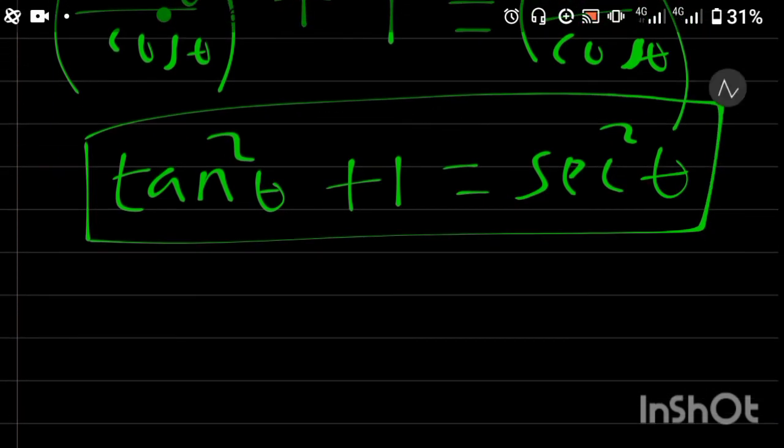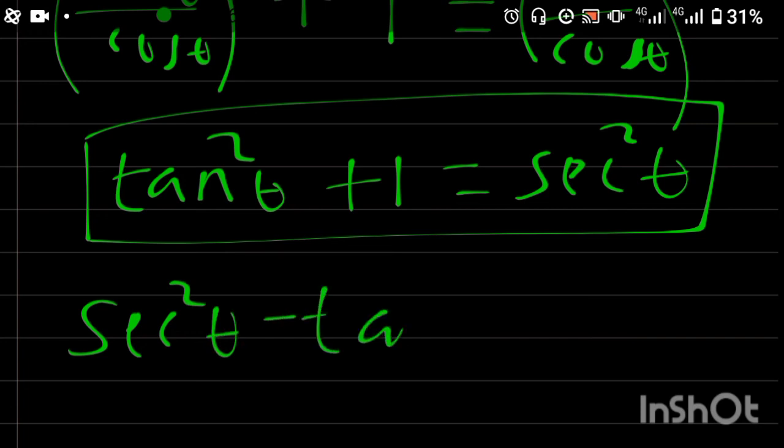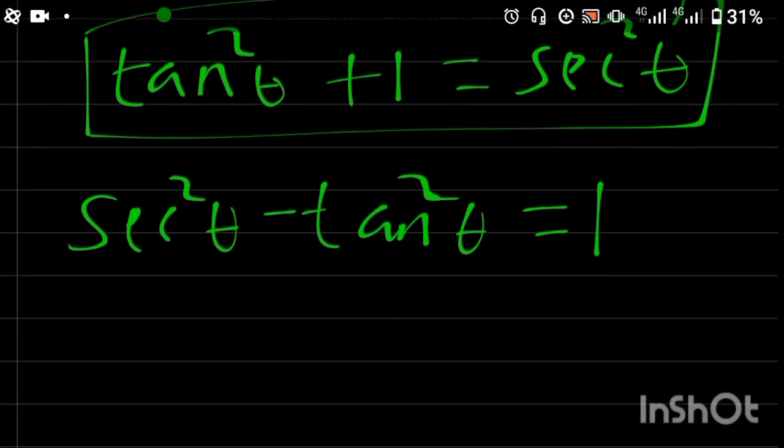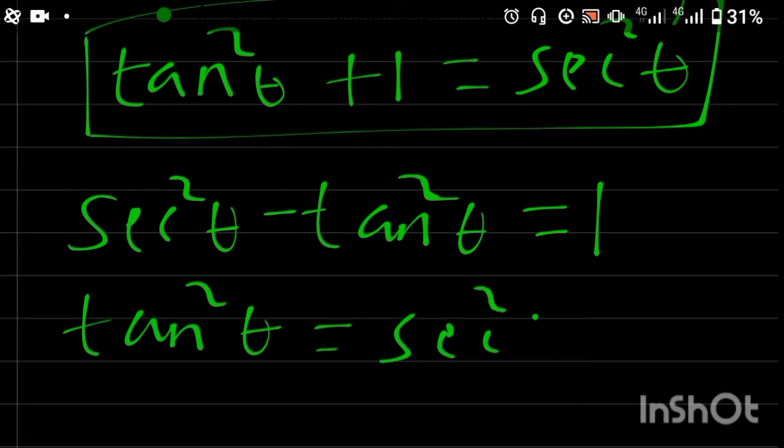This is an identity, but we can rearrange it to get another identity by making any of its components the subject of the formula. From this, I can say sec squared theta minus tan squared theta is equal to 1. These are sub-identities under the main one. And we can as well say that tan squared theta is equal to sec squared theta minus 1.